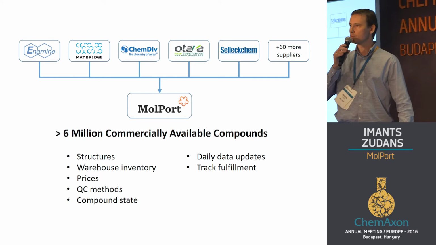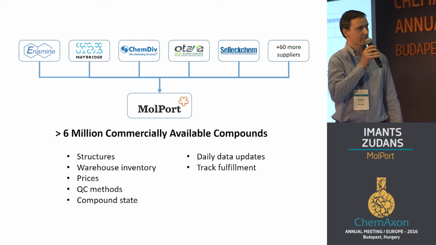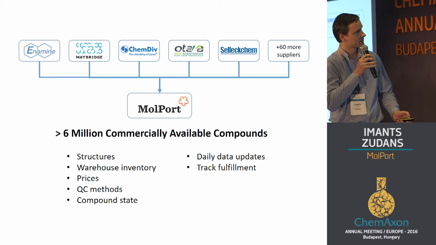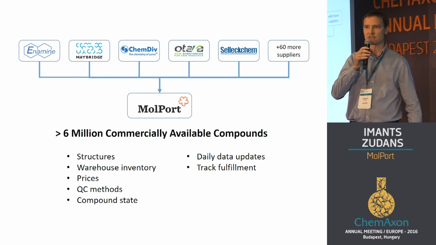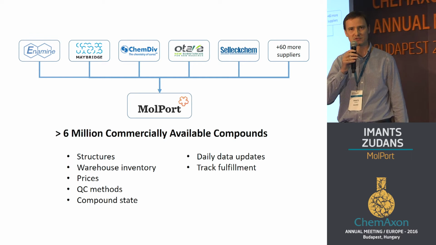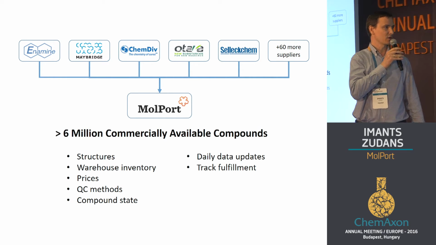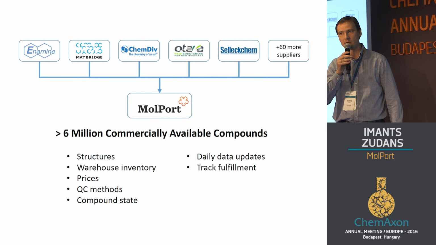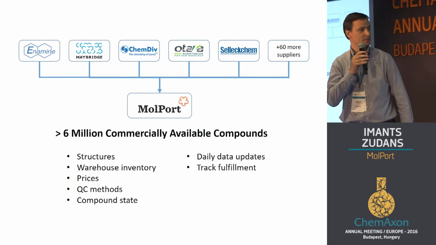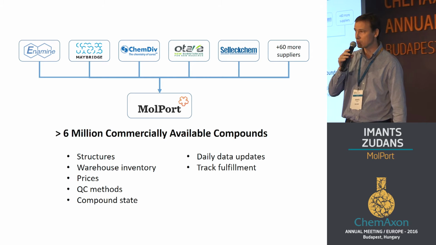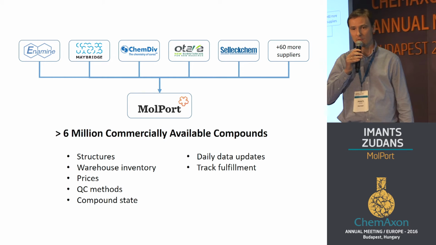So this is what we do on a daily basis. We actually have people that do this every single day. We aggregate supplier catalogs in one big searchable database. This database runs from day one on ChemAxon tools. So we have over 6 million commercially available compounds, and the information we have is, of course, structures and names and synonyms, but also, for most of the compounds, actual warehouse inventory data. We have prices for all the packagings.